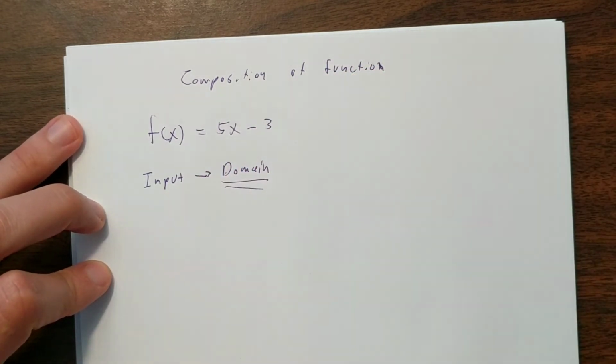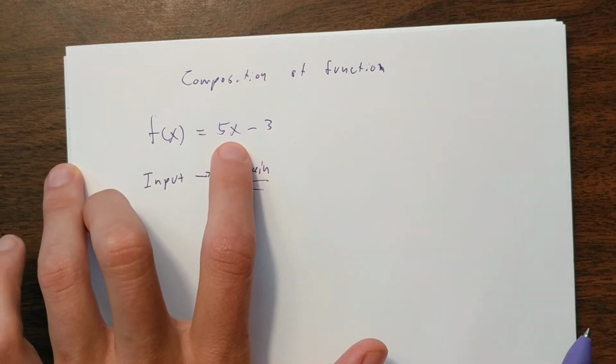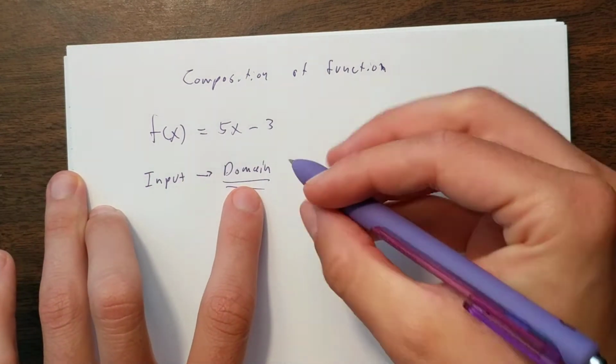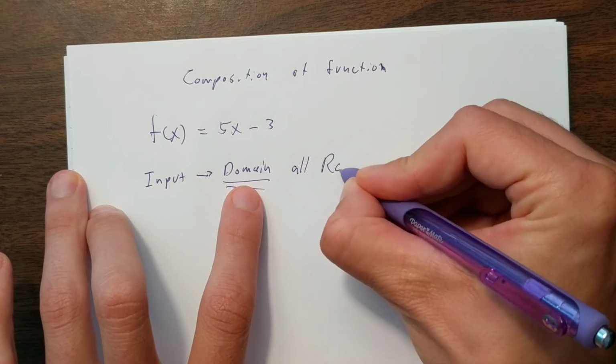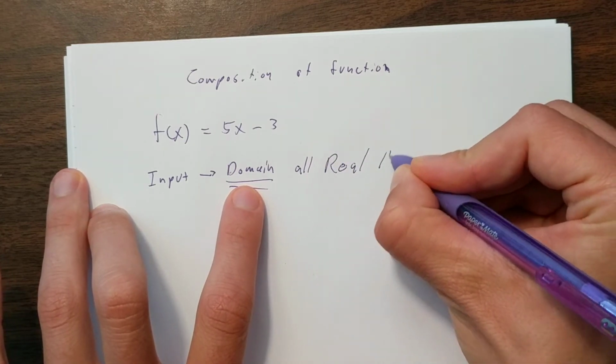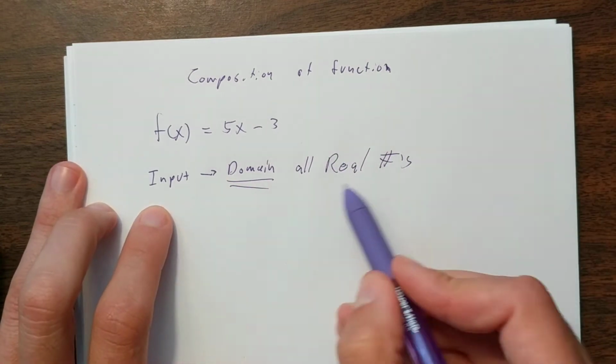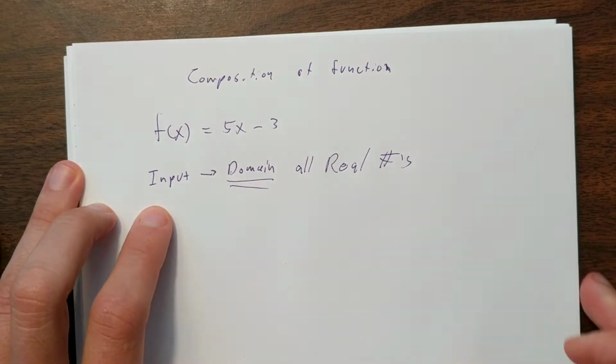So what do we want to be in our domain? Well, we can put anything in for x. So my domain is actually all real numbers. Okay, so I can put any real number I want into x.